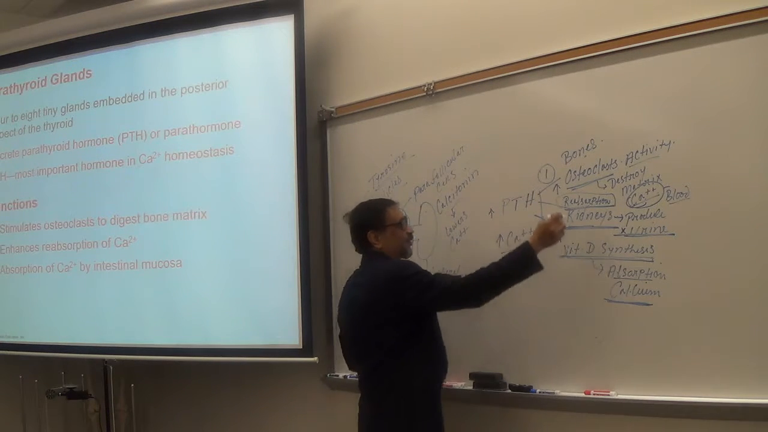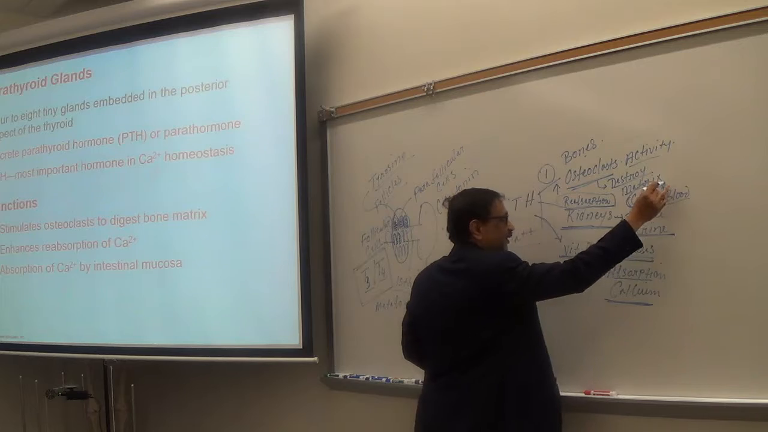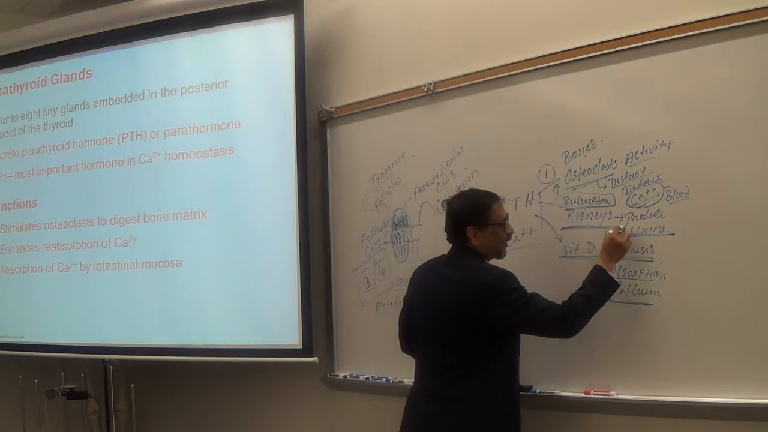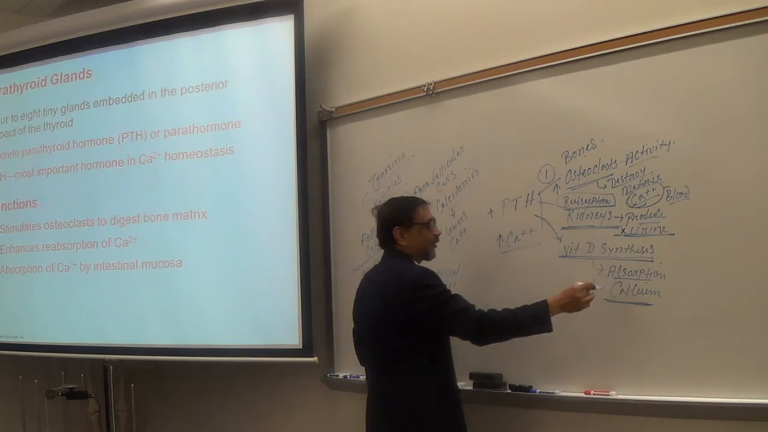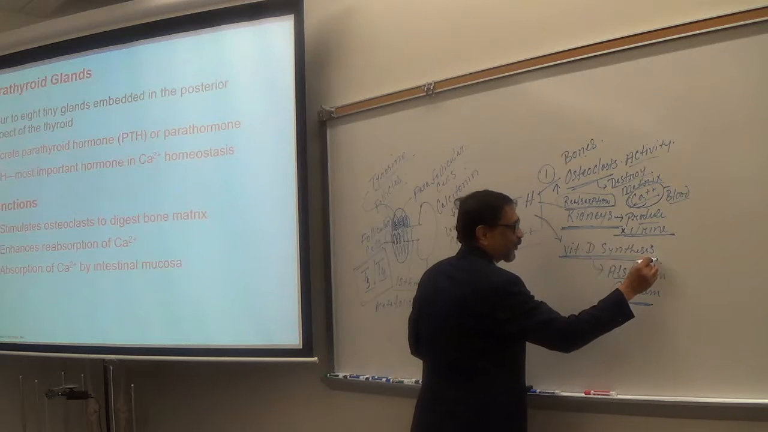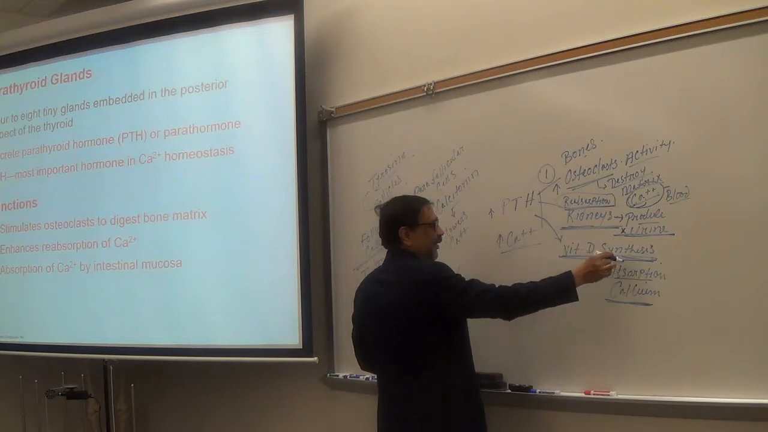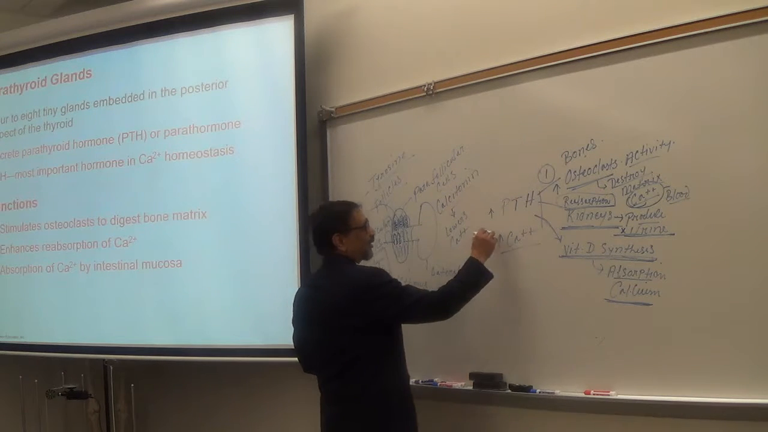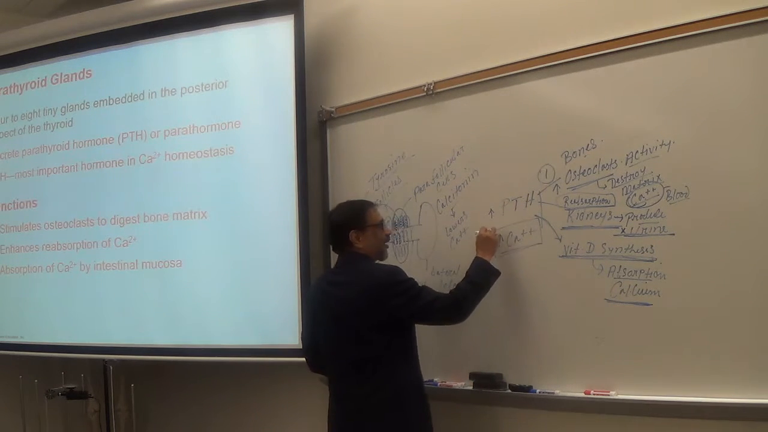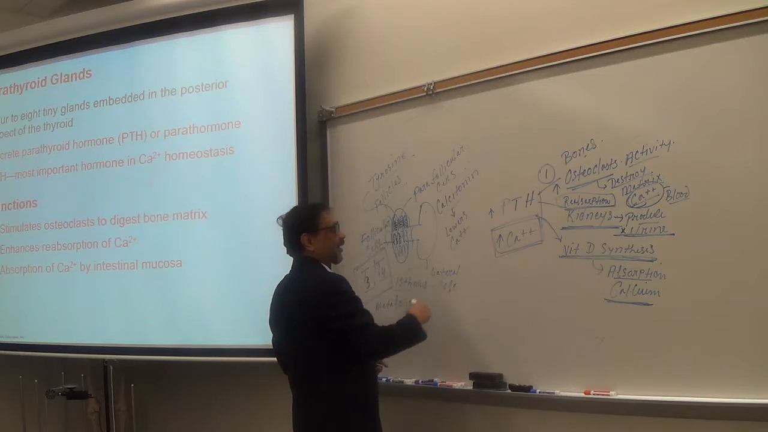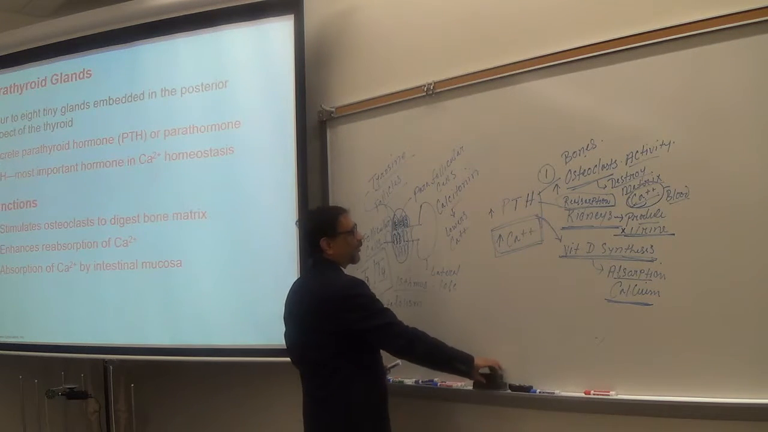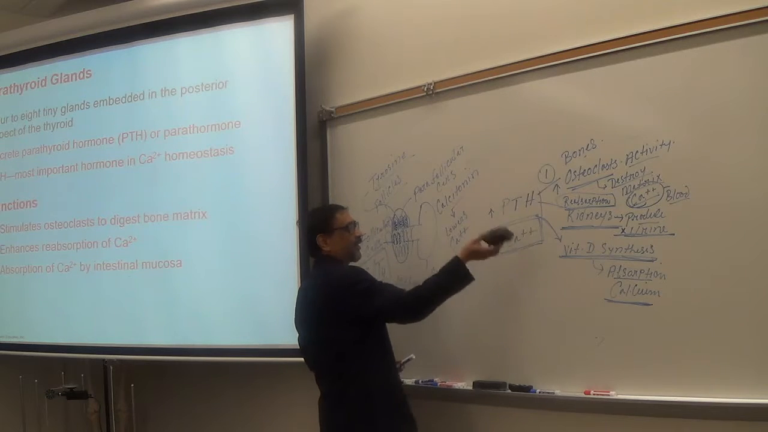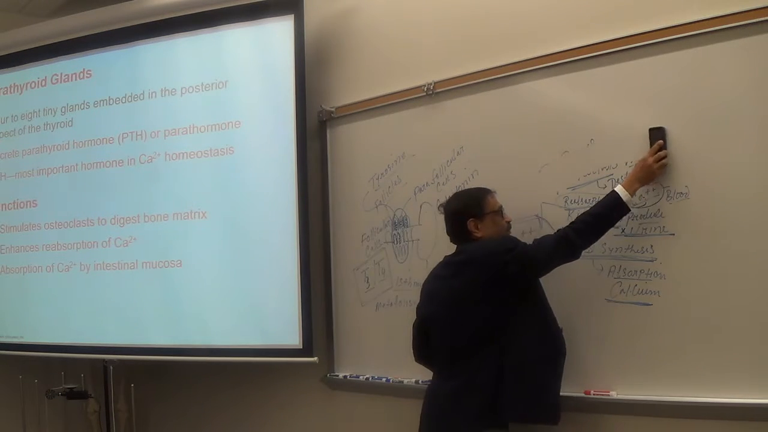Okay, destroying the matrix, not letting the calcium get out through the urine, and producing vitamin D that helps in absorption of calcium from the food you eat. All these three actions are to increase the calcium in the blood. Okay, so that's how parathyroid hormone increases the blood calcium.